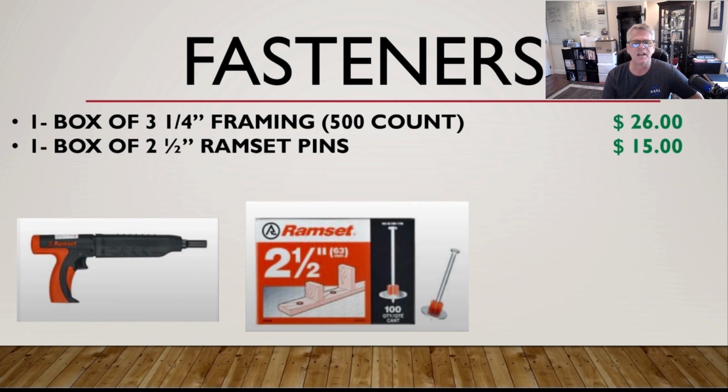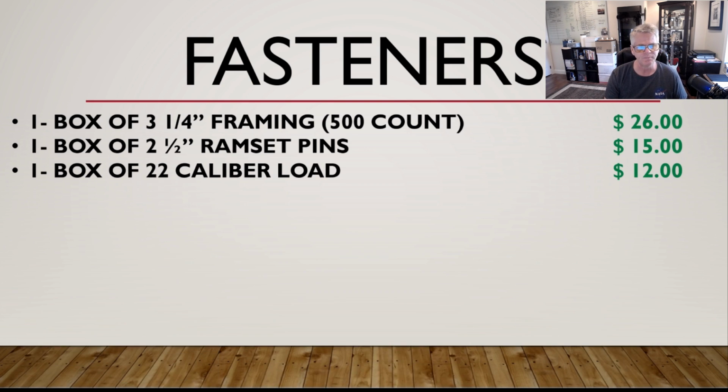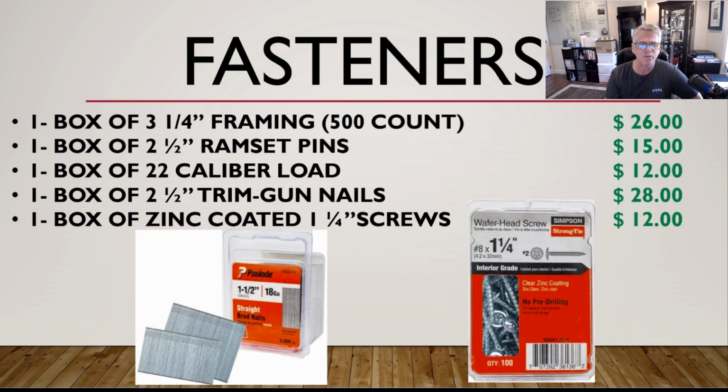Then we've got the ram set pins that go in the ram set gun. You need a box of those, 2½ inch variety, 15 bucks. And then the load to fire the gun, $12 a box. And we've got the trim nails at the end of the job to fasten all the trim, the doors, the base trim, whatever other trim you got in there, window and door casing. You'll need those, 28 bucks for trim nails.